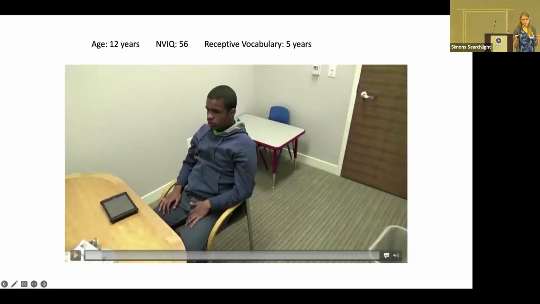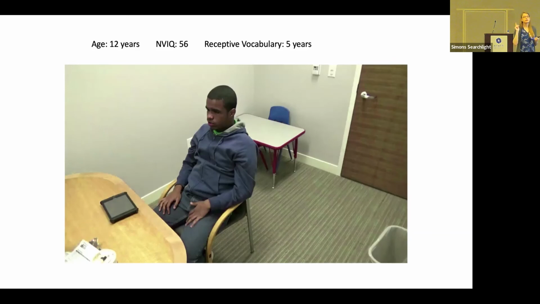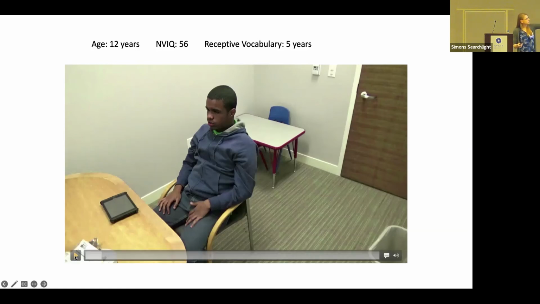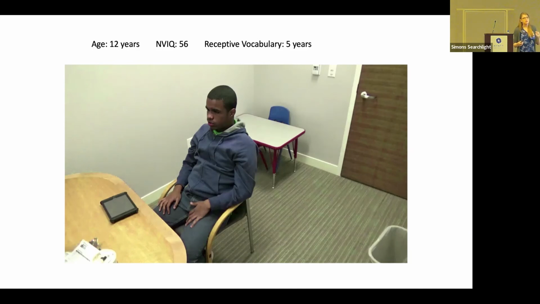He first used a speech output device that was picture-based. And he eventually transitioned to actually just typing words, and you'll see here he types words on his tablet to communicate. And so this is 5 years afterwards. His nonverbal IQ is still about the same. It's still about 50, but his receptive vocabulary at that first time when he was 7 years old was below the floor of the test.